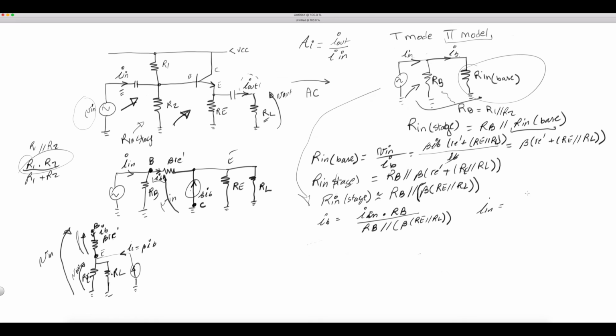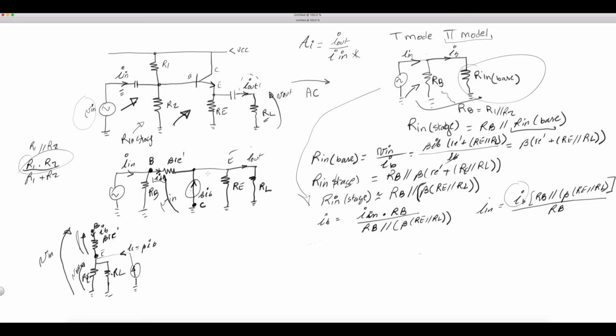And so if you look at In, that would be IB times RB in parallel with beta Re in parallel with RL, everything divided by RB. Excellent. Now, how about I out? So remember, I already have this versus IB. Can I figure out what the current I out is using IB so I can simplify?